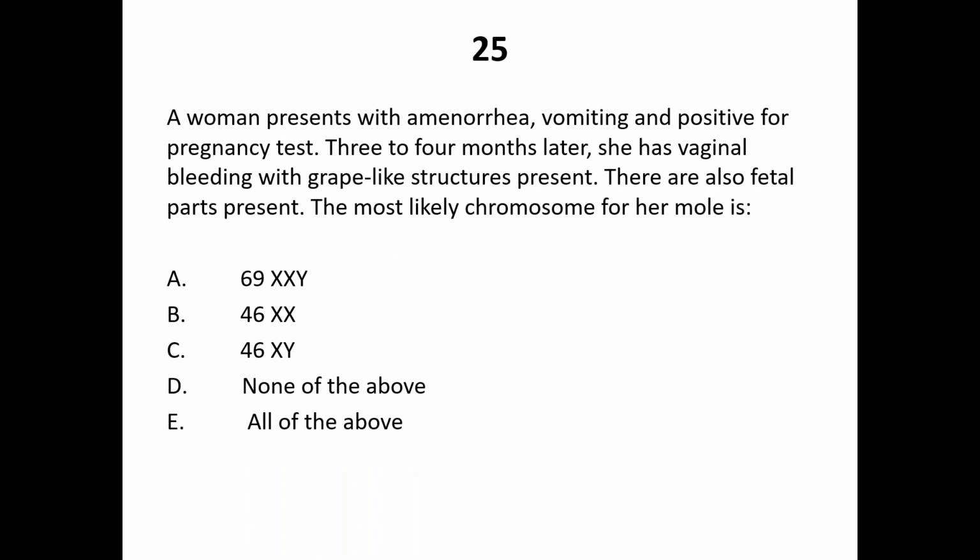Then a woman presents with amenorrhea, vomiting, and positive for pregnancy test. 3 to 4 months later, she has vaginal bleeding with grape-like structures present. There are also fetal parts present. The most likely chromosome for her mole is 69XXY.